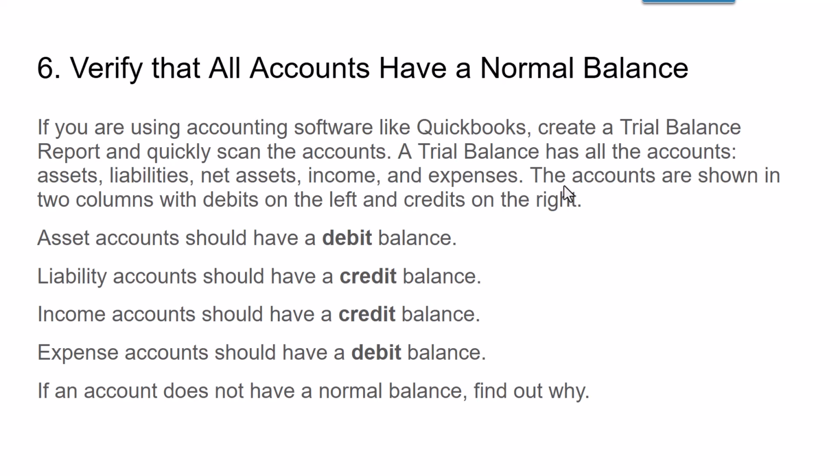Okay, and that way you can quickly scan the accounts because the accounts are listed so that the balances are in two columns, with the debits on the left column and the credits on the right, so you can quickly see if they have a normal balance. So asset accounts and expense accounts should have debit balances, and liability and income accounts should have credit balances. If they don't have a normal balance, then find out why.